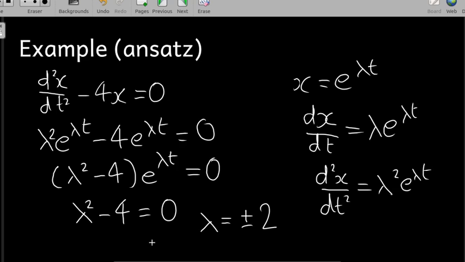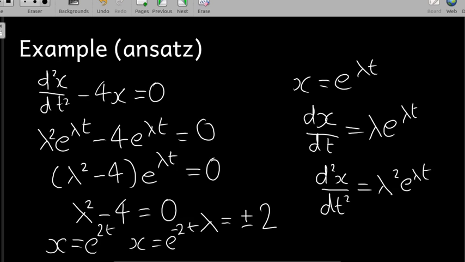So what we've seen here is that we tried a solution of the form x equals e to the lambda t, and we substituted that into the differential equation, and working through we find that that trial solution, e to the lambda t, will work provided lambda is one of these two values, either plus 2 or minus 2. Okay, so that tells us that there are two possible solutions, and so one is x equals e to the 2t, and the other is x equals e to the minus 2t. So these two possible solutions now we can combine using the linearity of the differential equation.